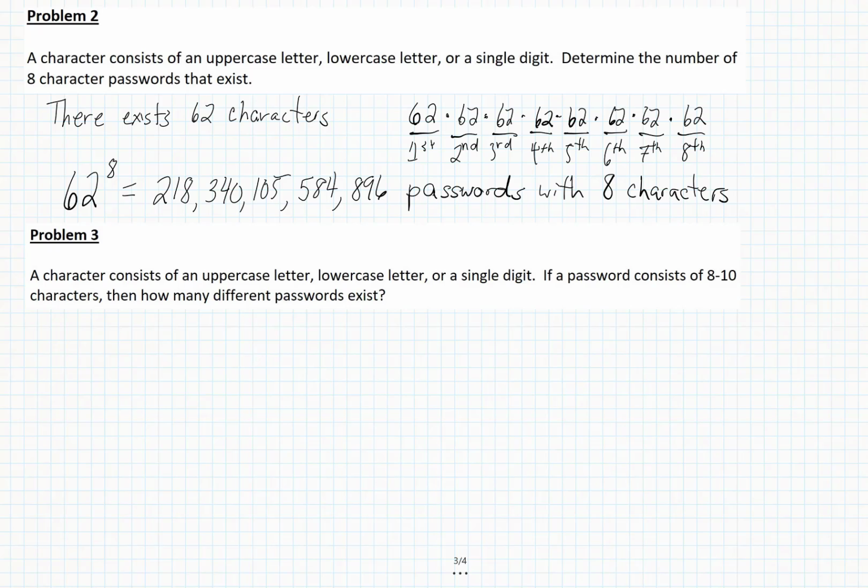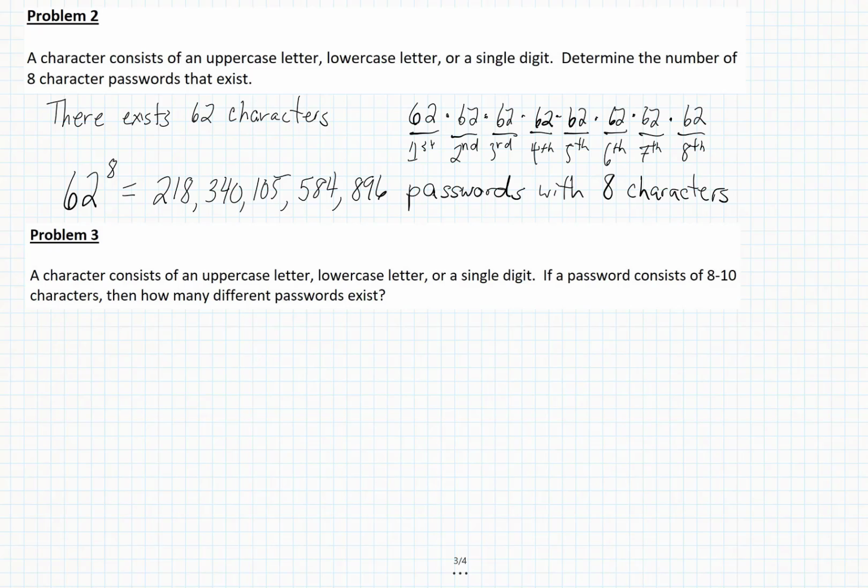Well, the way we do it is we add in more and more character possibilities. And obviously, the more characters we have, the harder it is for them to crack the code. So let's take a look at our next problem. A character consists of an uppercase letter, lowercase letter, or single digit, just like before. But if a password consists of 8 to 10 characters, then how many different passwords exist?